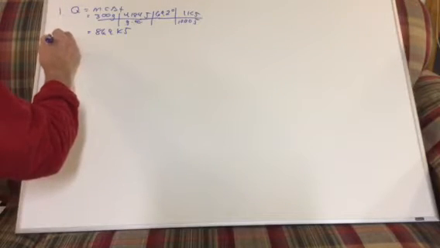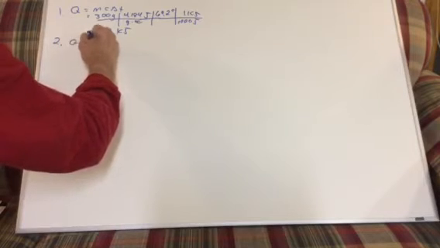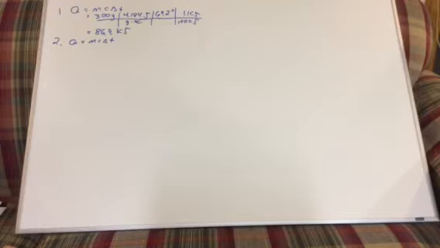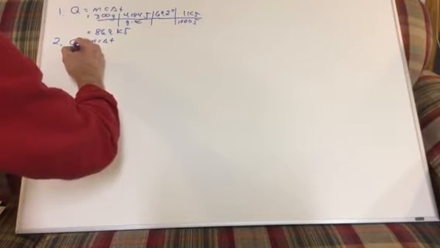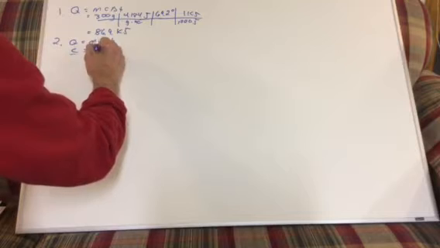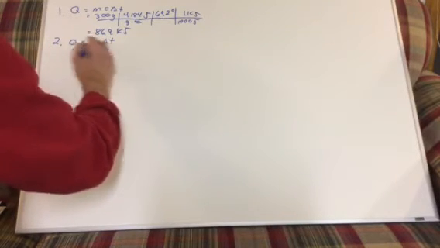kilojoules. For number 2, same formula, Q equals mc delta T. In this case, we're asked to find what is the C value. So solving for C equals Q over m delta T. I just swung the m and delta T over.